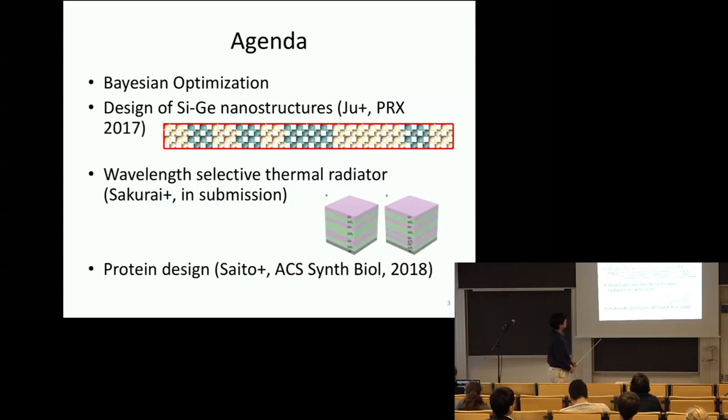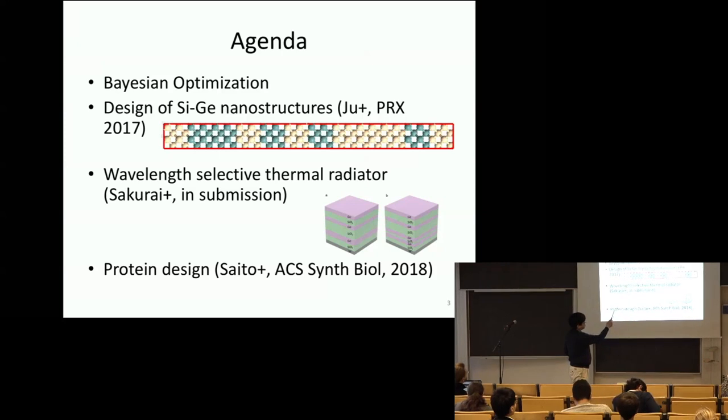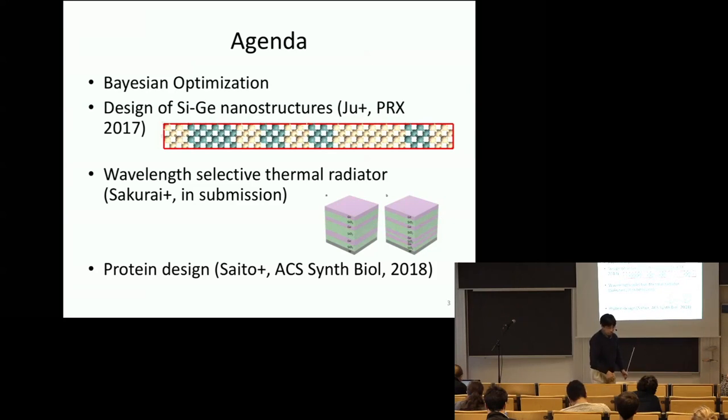My talk is organized this way. First of all, I will present the Bayesian optimization algorithm, a machine learning algorithm which we use quite often. For solid state materials, I present two recent works. One is design of silicon germanium nanostructures, published last year, which is a simulation only study. In the next topic, I will present our new work about wavelength selective thermal radiator design. We design layered materials to come up with a new thermal radiator, and here we did experiments as well. We really fabricated the materials and evaluated them. If time allows, I will mention our protein design project as well.